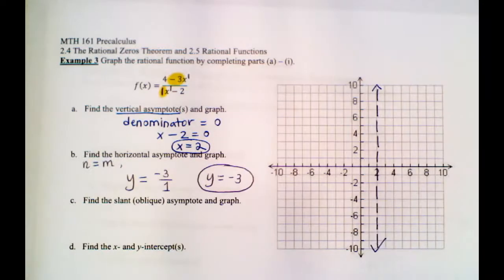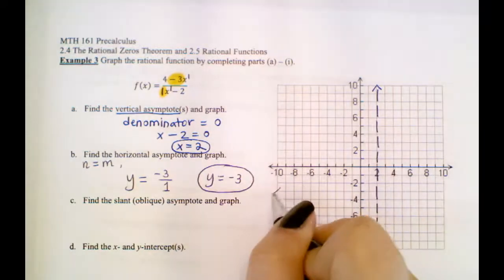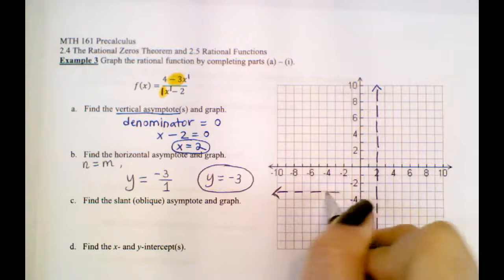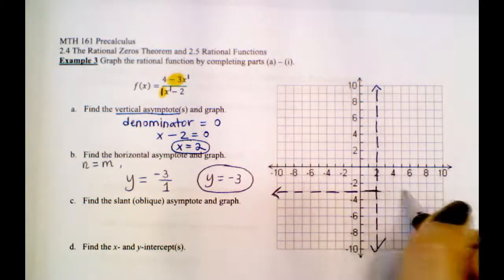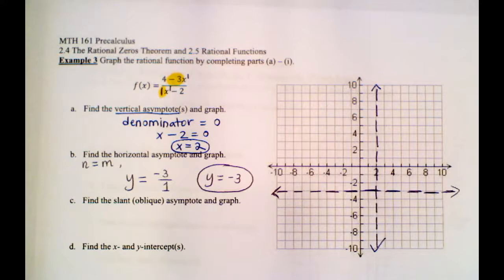Okay, so this we explained. I explained this in my second video, so hopefully you watched that one. So let's graph that. y equals negative 3. So down at negative 3, graph a dotted horizontal line. Okay, so we got our horizontal asymptote and vertical asymptote plotted.